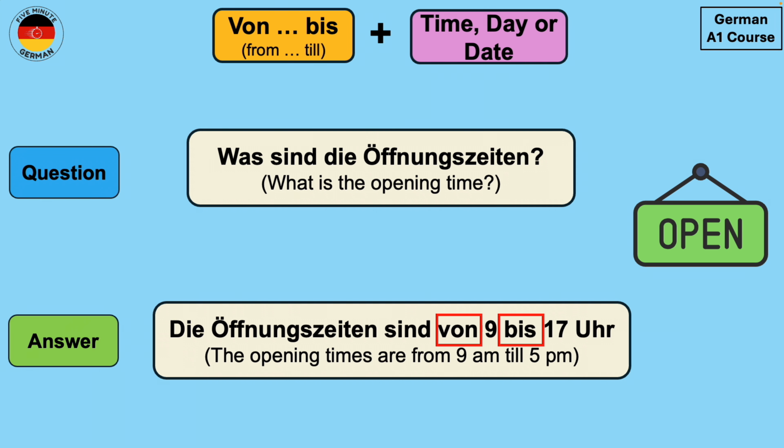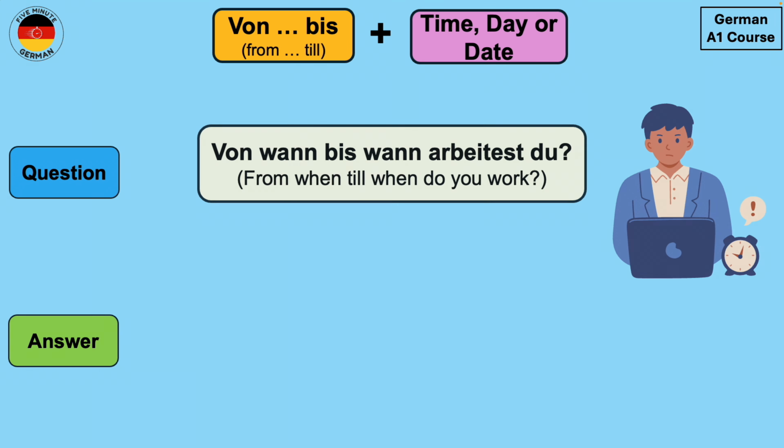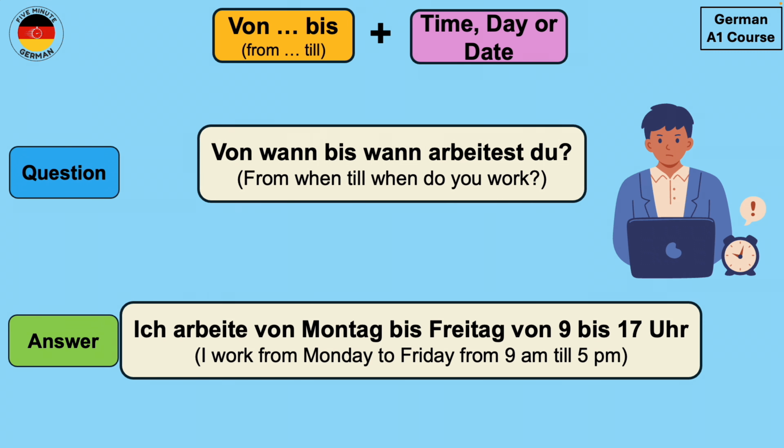You can also use this in the question by saying, "Von wann bis wann arbeitest du?" From when till when do you work? And you can answer this by saying, "Ich arbeite von Montag bis Freitag von 9 bis 17 Uhr." I work from Monday to Friday from 9 a.m. till 5 p.m. So you see over here, we have used this with the day as well as with time.